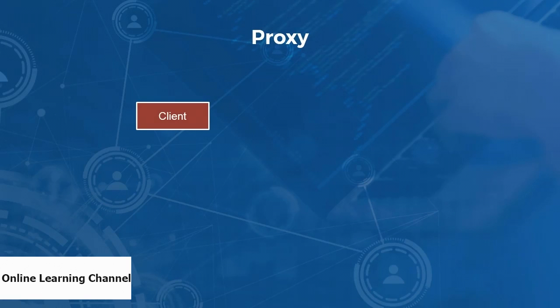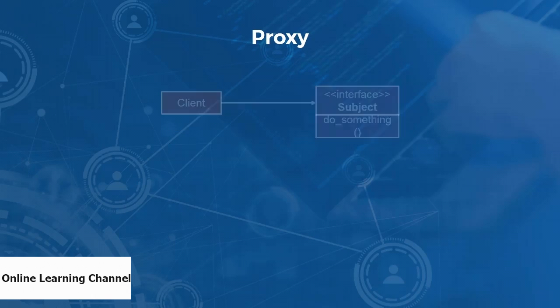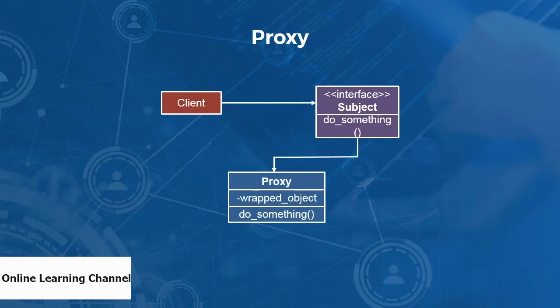You have a client, and this client interacts with an interface that you've exposed from your service or component. This interface is the subject, and the interface has this method called do something. Now, this is just the interface. The implementation is actually not directly exposed to the client. It's possible that this interface, the subject, talks to a proxy behind the scenes. The proxy is the wrapped object. The interface has a reference to this proxy. It will then invoke the do something function on this proxy.